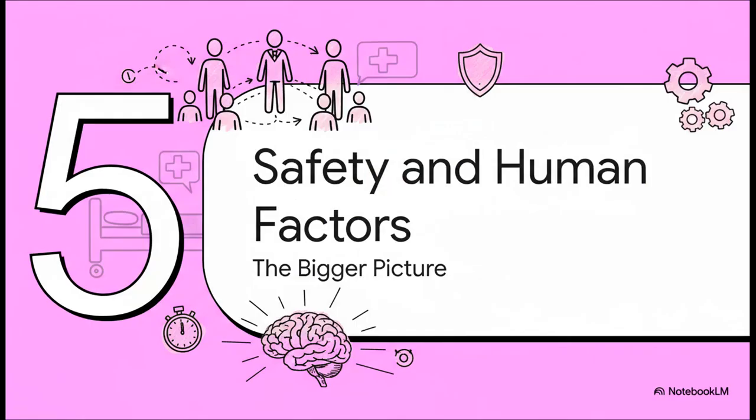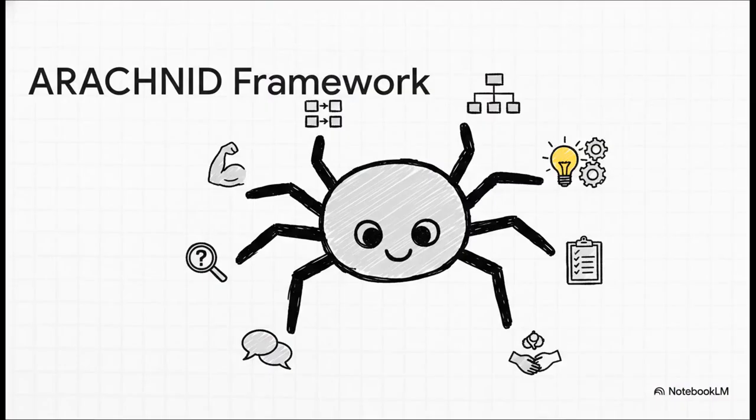All right, our final section, safety and human factors. This is where we zoom out from the technical skill of just one person, and we look at the team, the systems, and the communication that are what really keep patients safe. The Arachnid acronym is a fantastic little tool to help you remember all the key parts of a safe airway system. It covers the whole shebang, from knowing your algorithms and using checklists, to those vital non-technical skills like communication and teamwork, all the way to how we design our systems and investigate when things go wrong.